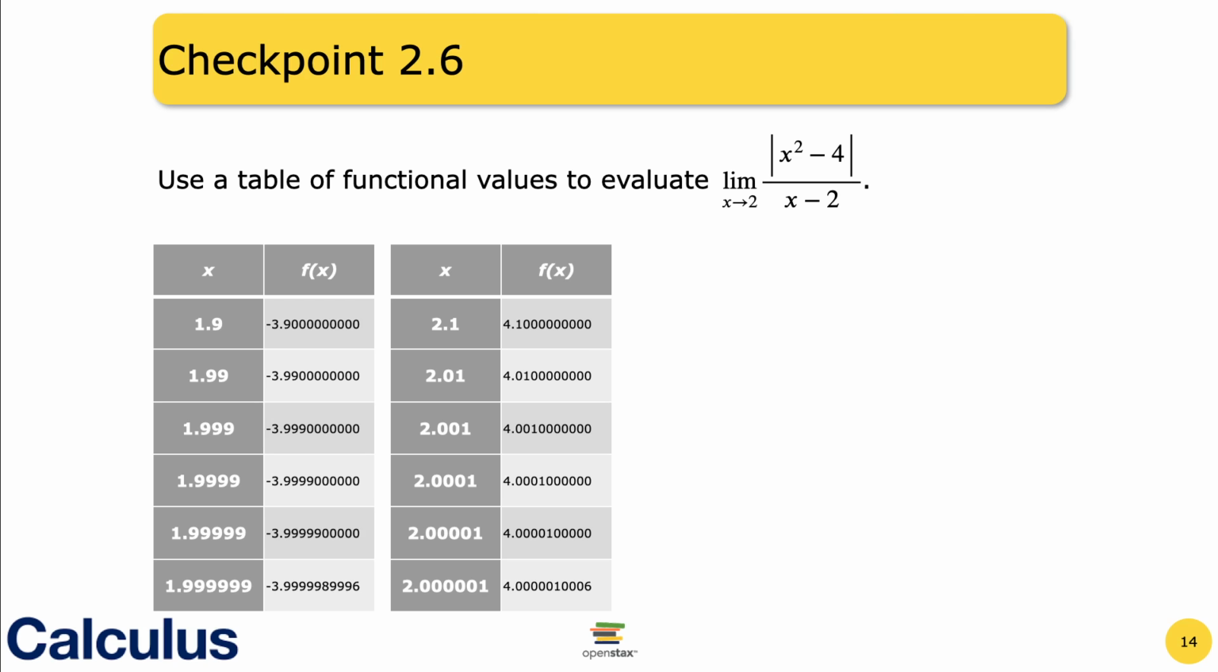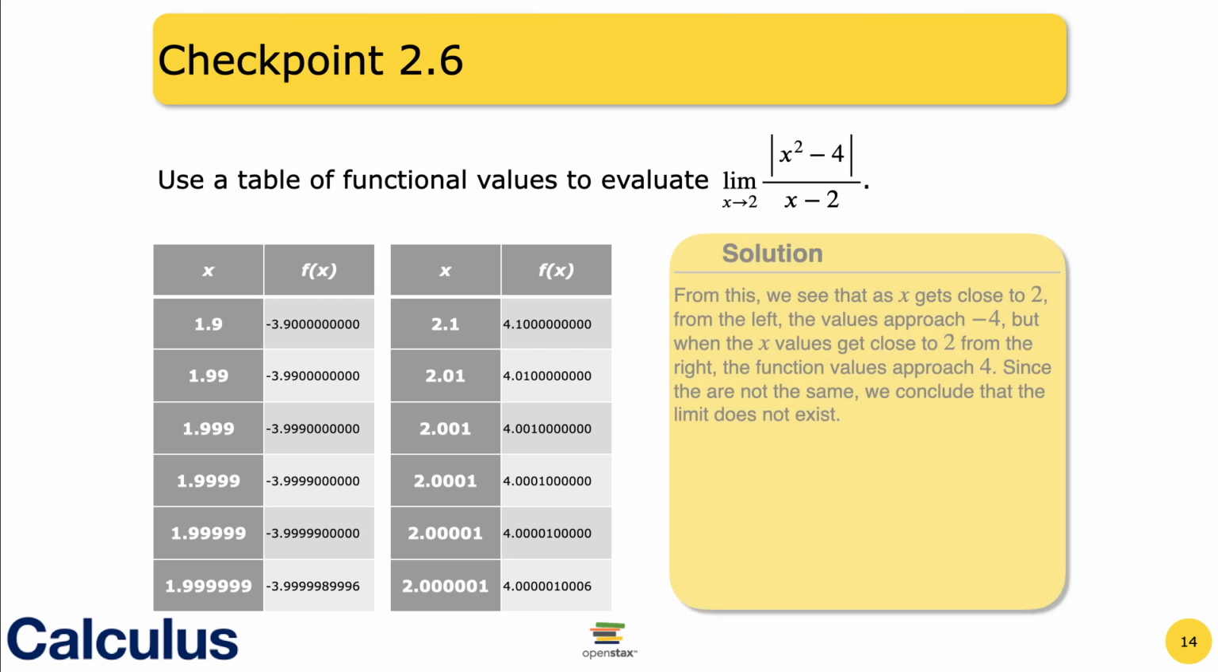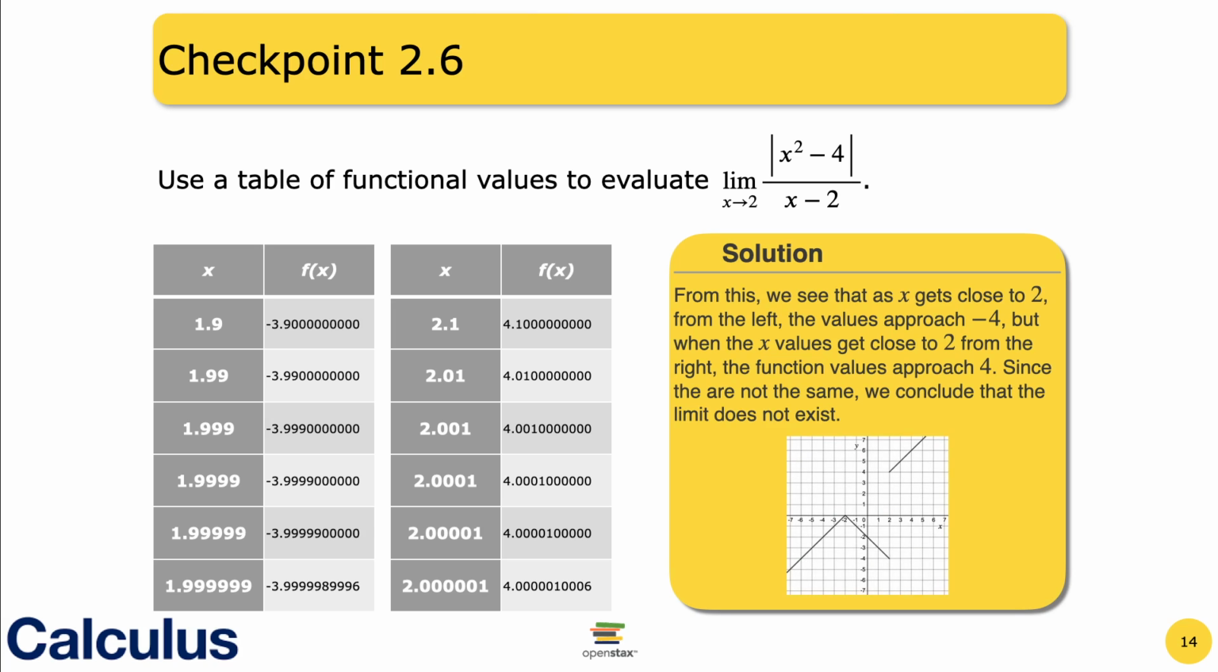Notice on the left, as x approaches 2, the values tend towards -4. And on the right, as the x values approach 2, but not equal to 2, the values approach 4. So -4 and 4 are not the same. So from this, we would again conclude that this limit does not exist. Let's look at the graph of this particular function. You can see that on the left-hand side, we're way down there at -4, and on the right side, it jumps all the way up to 4.